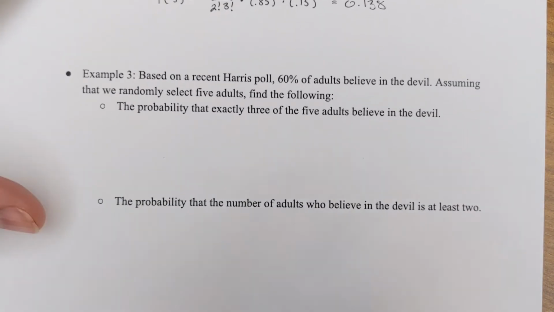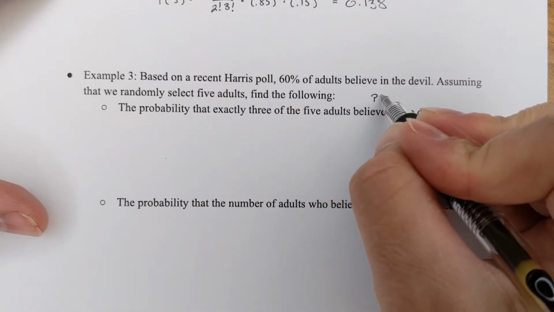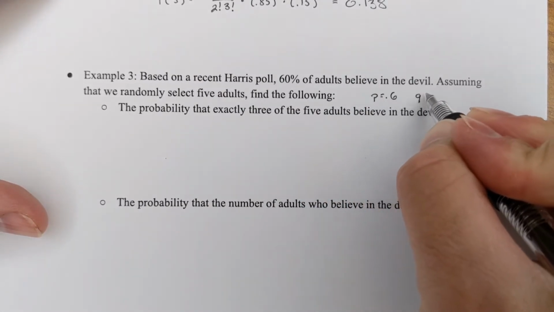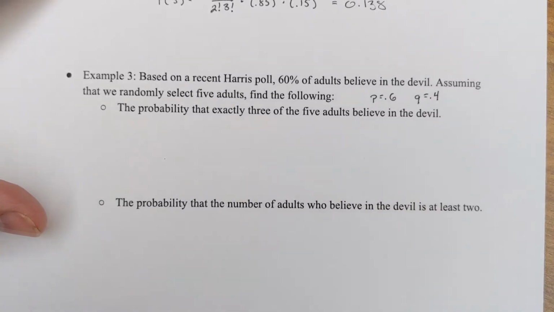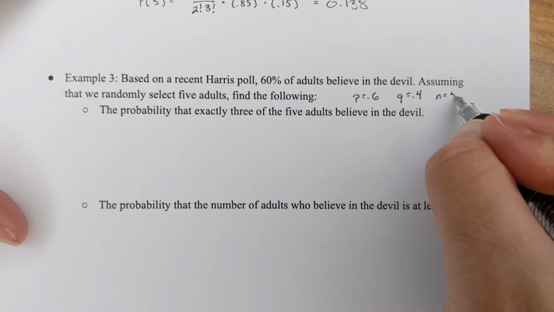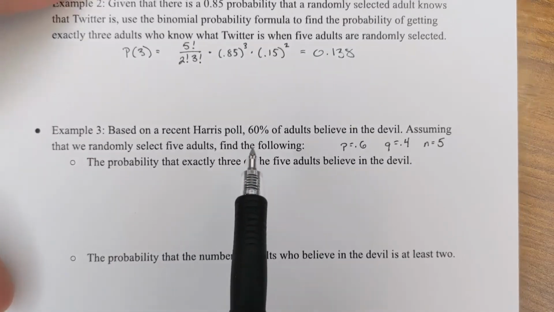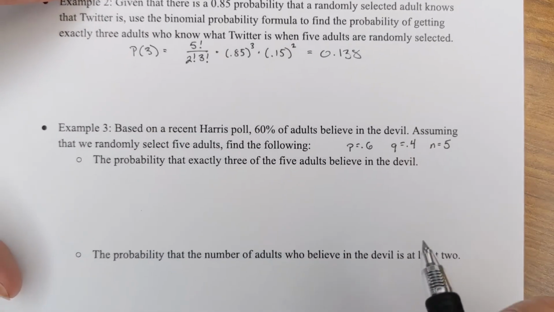Okay, so example 3, 60% of adults believe in the devil, so we'll call that our p-value, believing in the devil, which means Q is 0.4. If we randomly select 5 adults, so N is 5 again, find the following. Probability that exactly 3 of the 5 adults. So it's going to be similar to this setup. The only difference is my probabilities are different.